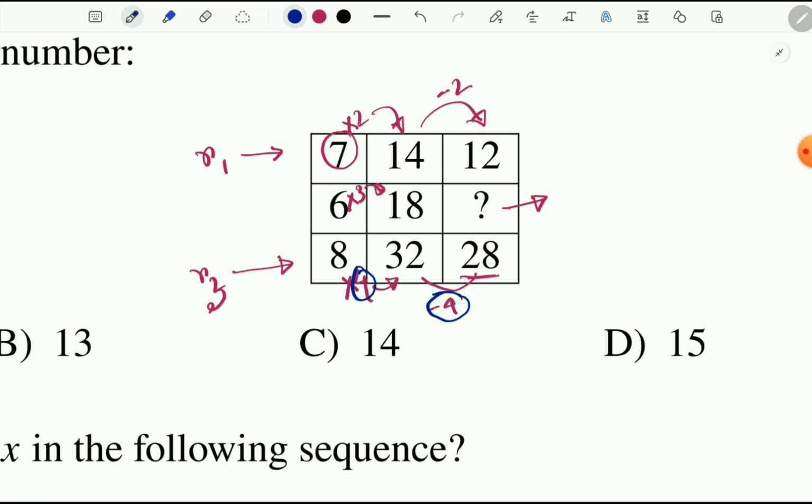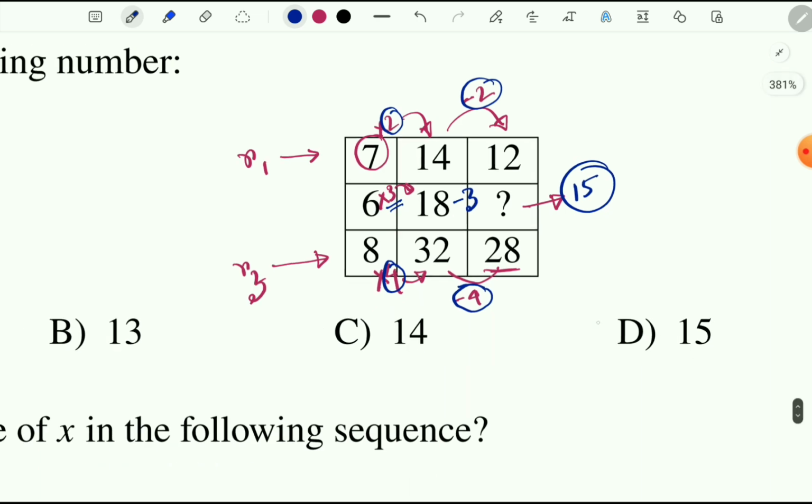Now we find the relationship. Here also you can see 2 and minus 2. So here it was multiplied by 3. That means we have to just subtract 3 from 18, which will give us 15. So our answer is 15. I hope you understood this problem.